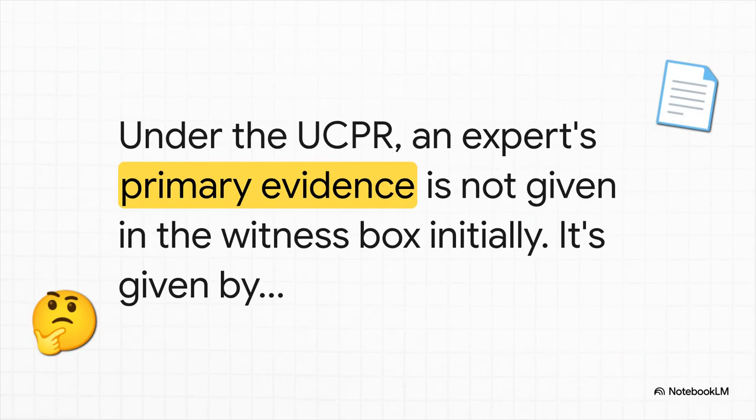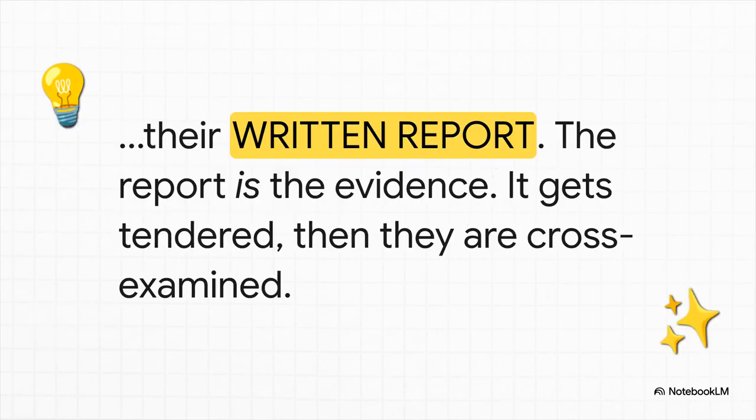So this expert, whose primary duty is to be an impartial assistant to the court, how do they actually give their main evidence? You might assume they just hop into the witness box and start talking, but the default method is actually something else entirely. That's it. Their evidence in chief is given through their written report. Rule 429G makes this crystal clear. The report is the evidence. It gets tendered, and then, of course, the expert can be cross-examined on what's in it.